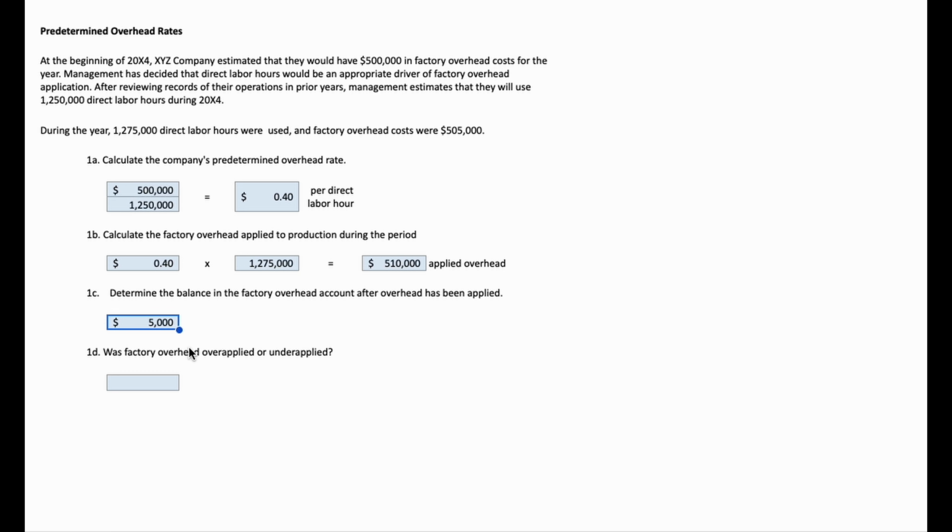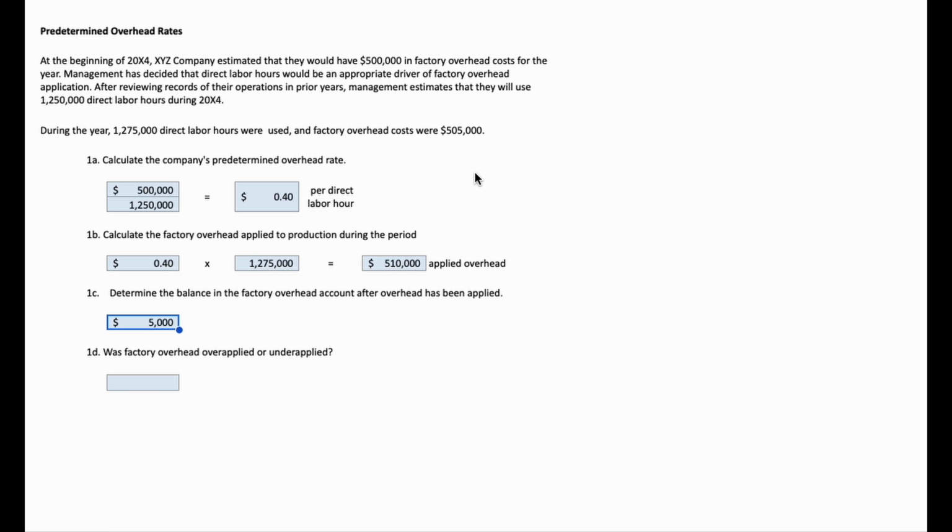The next step where we determine if it's over-applied or under-applied lets the user know, did we overshoot or did we undershoot? So here we go. We know that the difference between the actual costs and applied costs was $5,000. Now we have to determine, are they over-applied or are they under-applied? Oftentimes my students will get a little turned around on this one.